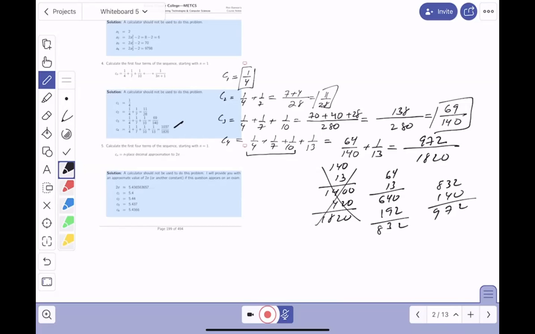And I made a mistake. This is correct over here. All right. So I gotta figure out where I made the mistake. And I'm gonna write it down again. And I got the 1/4, 1/7, 1/10. I got the 69 over 140. I see it now. I wrote down 64.